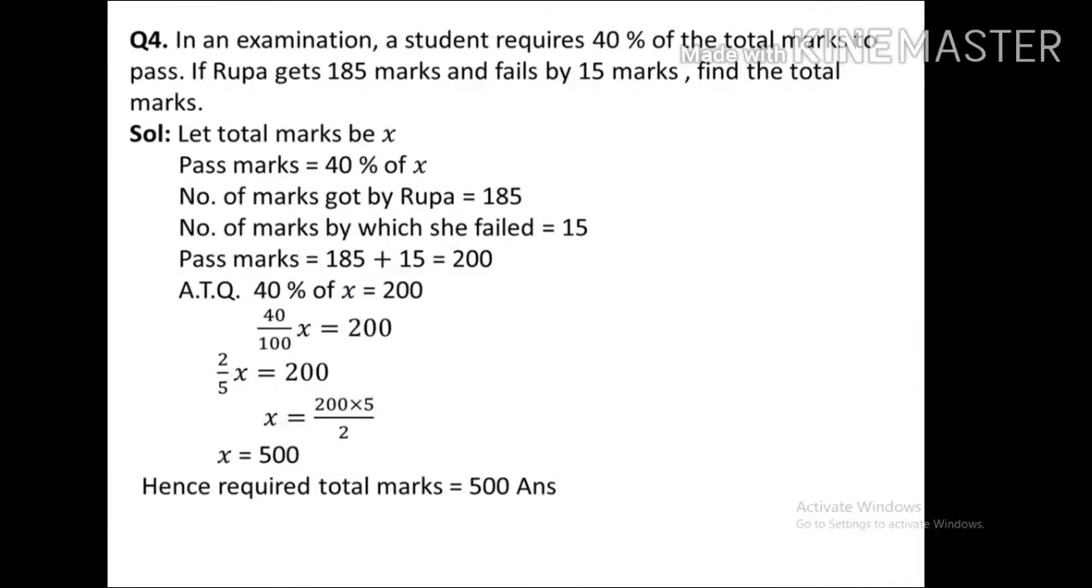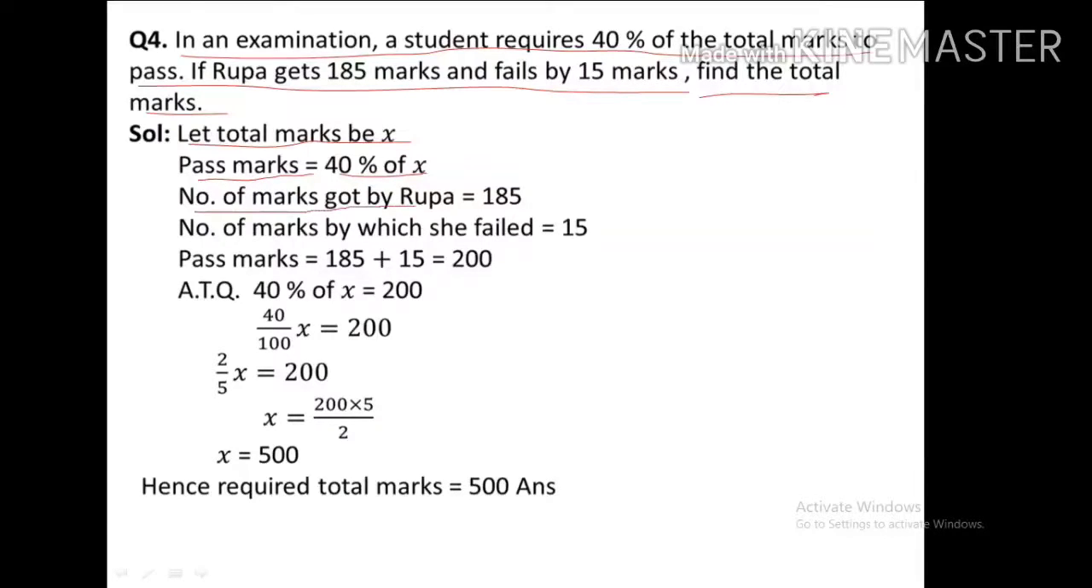Now question number 4. In an examination, a student required 40% marks of the total marks to pass. If Rupa gets 185 marks and fails by 15 marks, find the total marks. So first of all, we have to suppose that let the total marks be x. Passing marks is 40% of x. The number of marks she got, means got by Rupa, that is 185. The number of marks by which she failed equals 15.